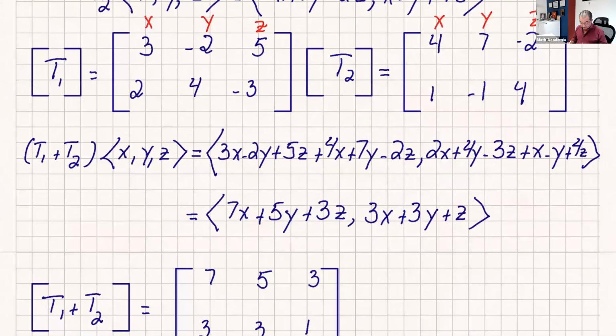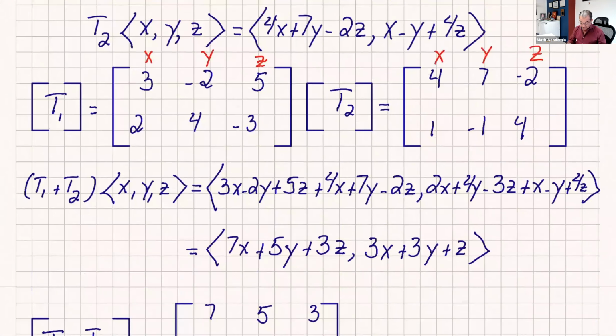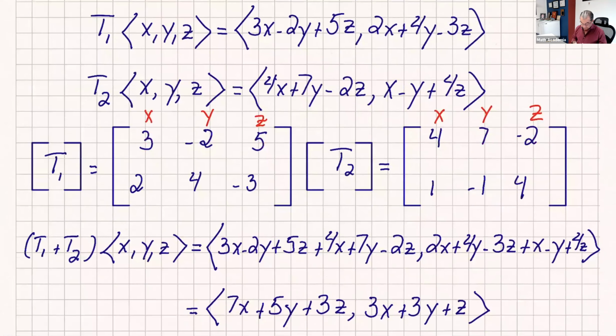Now if we add these two transformations, I can just do that here. You can add the x component and the y component. So 3x plus 4x is 7x. -2y plus 7y is 5y. 5z minus 2z is 3z. 2x plus x is 3x. 4y minus y is 3y. And finally, -z plus 4z is going to give you z here.